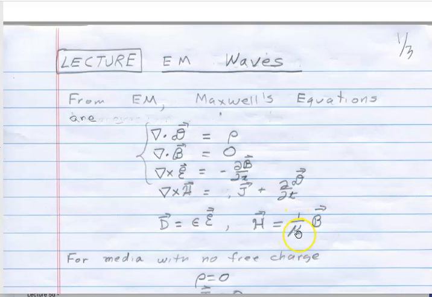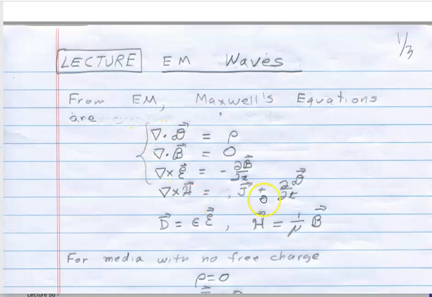And mu here is the magnetic permeability of the medium. So these, for us, are just constants that characterize the medium that this electric field exists in. It could be empty space, in which case these become epsilon naught and mu naught, the dielectric permittivity of the vacuum, and the magnetic permeability of the vacuum.